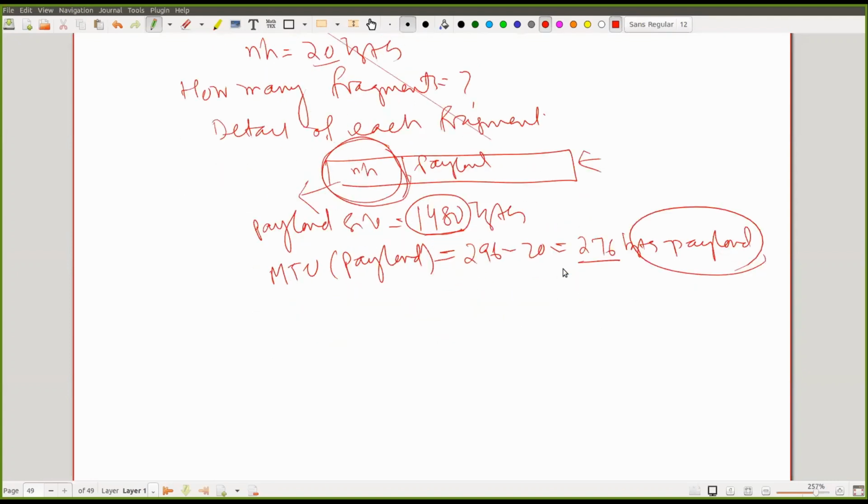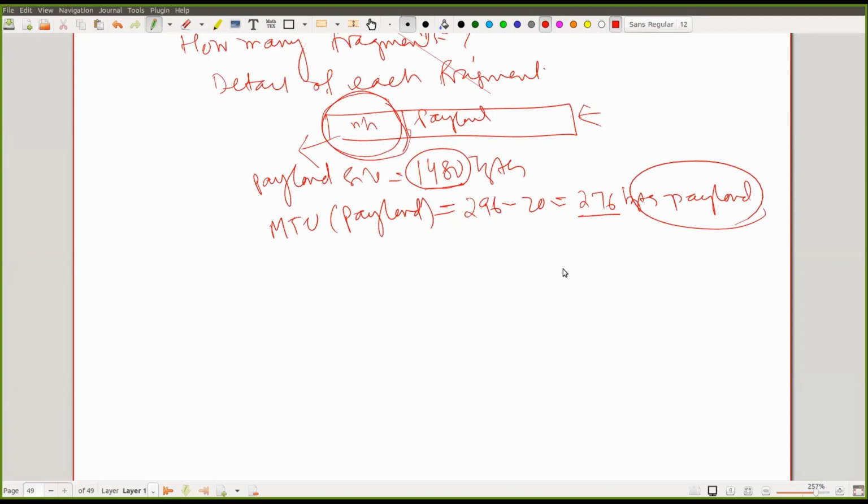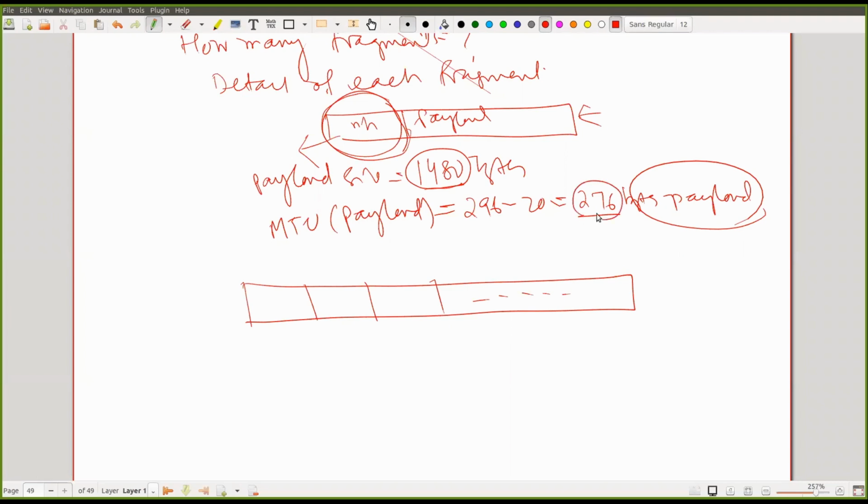But before that, one more concept. What did I say just now? The fragment offset has to be a multiple of 8. So let's look into that. If I am going to put 276 here, how many fragments? Let's assume I have to prepare some fragments, I don't know how many. But the payload of each fragment, how many bytes will it be? 276. This is 276. This is 276.